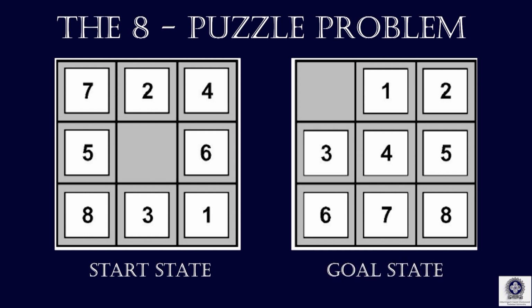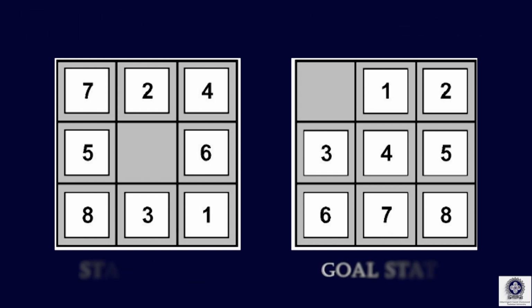Here we have a 3 by 3 grid where the initial state is representing 7, 2, 4, 5, 0, 6, 8, 3, 1 and the goal state starts from 0, 1, 2, 3, 4, 5, 6, 7, 8. Let us take this example and consider a puzzle where we have a 3 by 3 grid with 8 numbered tiles and 1 empty space. The goal is to arrange the tiles in a specific order. Each move in this puzzle can shift a tile into the empty space.